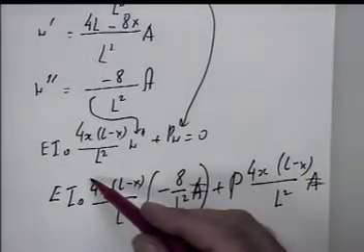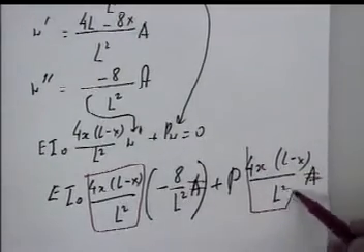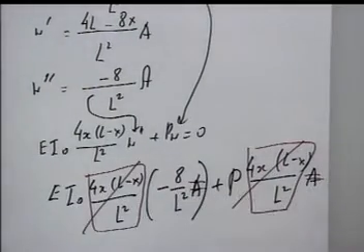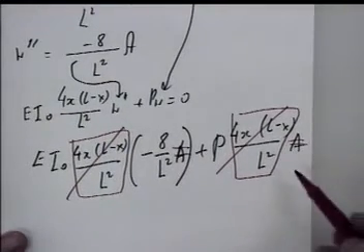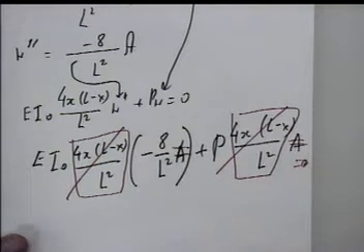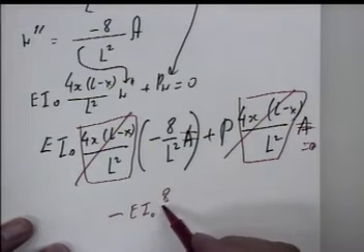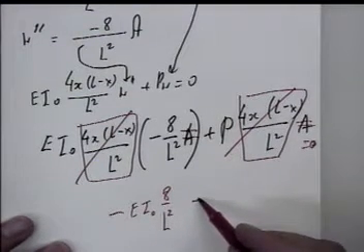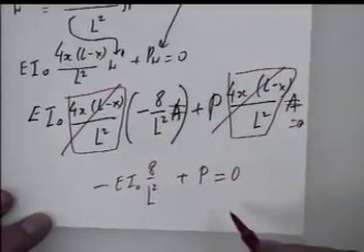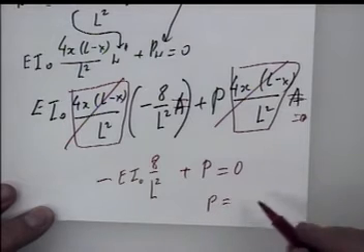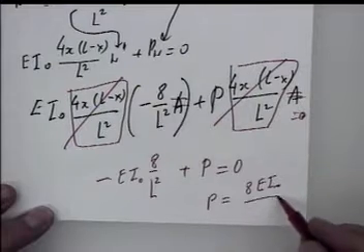Look, 4x L minus x over L square here and here also can be cancelled. So what is left is this equals 0, okay? I forgot this equals 0. So we get EI0 times minus 8 over L square plus P equals 0. How much is P from here? P equals 8 EI0 over L square.